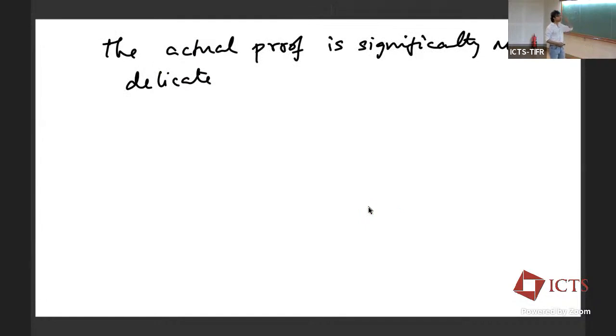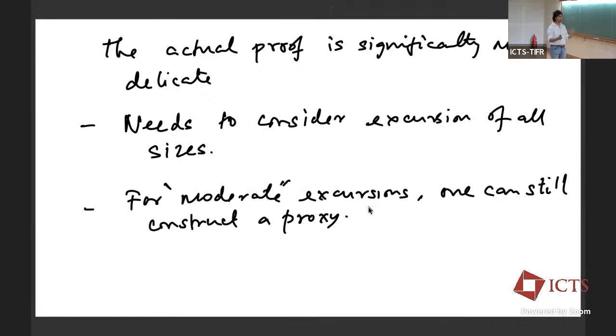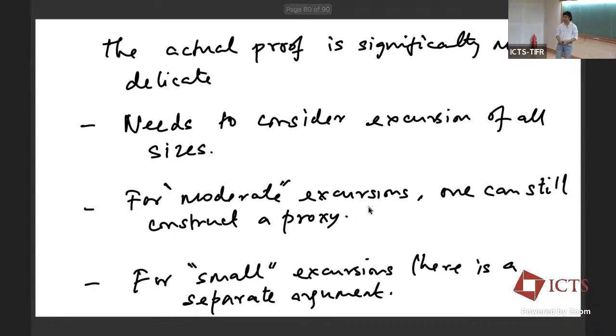The actual proof is significantly more delicate. It needs to consider excursions of all sizes. For moderate excursions, one can still construct a proxy. If the excursions are not very large, but still somewhat large, you can construct the proxy. If the excursions are very small, the proxy construction breaks down. So you have to have a separate argument for small excursions. So that's essentially the talk.